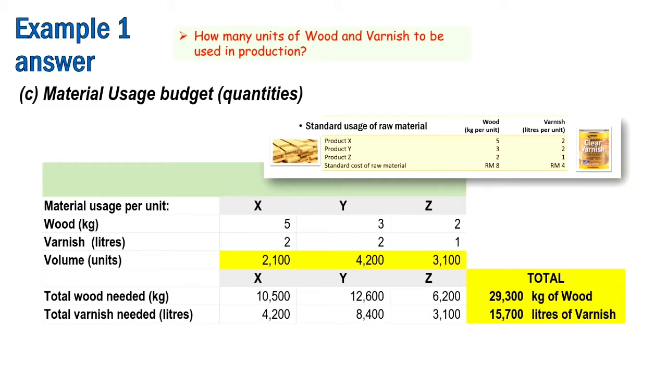You will do the same for product Y and you'll do the same for product Z. And lastly, you have to sum up all the total wood needed by product X, Y, and Z and sum up all the total varnish needed for product X, Y, and Z. So the answer will be 29,300 kilograms of wood needed to produce 2,100 units of X, 4,200 units of Y, and 3,100 units of Z, and 15,700 liters of varnish to produce all these products.